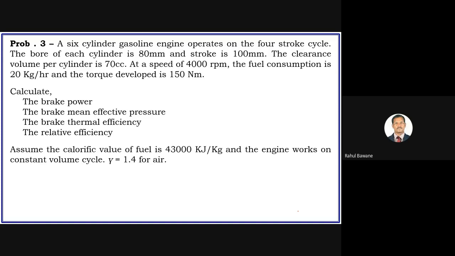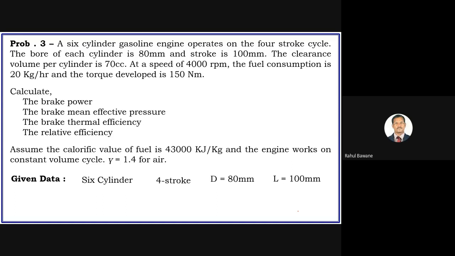Now the next problem is a six-cylinder gasoline engine. This problem belongs to the multiple cylinder category. Given data: six-cylinder gasoline engine. Gasoline engine means a petrol engine, SI engine, operating on the four-stroke cycle. So the type of cycle is four-stroke. Bore of each cylinder is 80 mm, so diameter of bore is 80 mm and stroke is 100 mm.